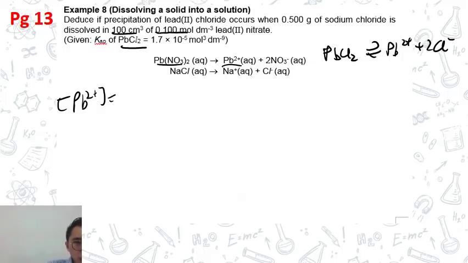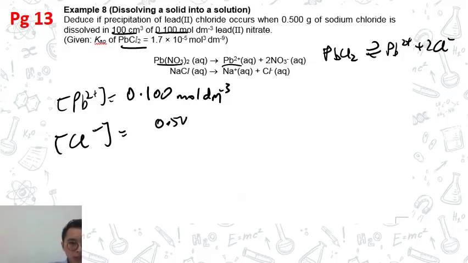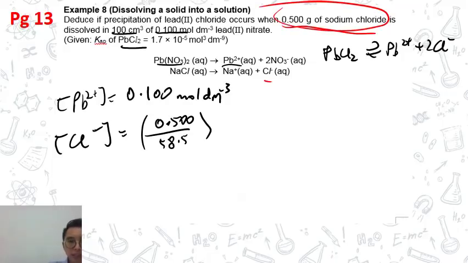Which means it's 100. There is no change in volume, so therefore Pb2+ will still be the same concentration. Because there's no change in volume, it's still 100 cm cubed. The only thing we have to calculate is the concentration of Cl minus, which is the number of moles. Then my Mr, which is 23 plus. It's the number of moles of Cl minus, from here. Because Cl minus comes from NaCl, there's 0.5 grams of NaCl. This is the number of moles divided by volume, which is 100 cm cubed.